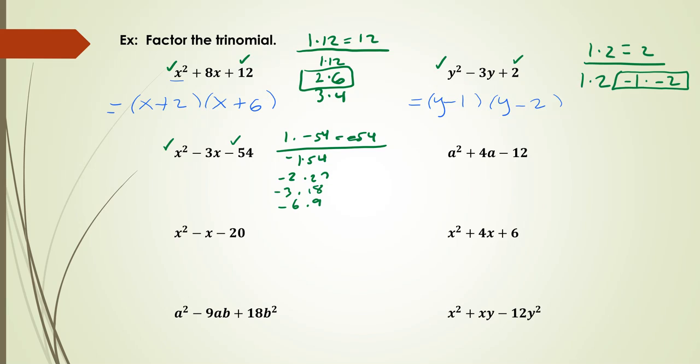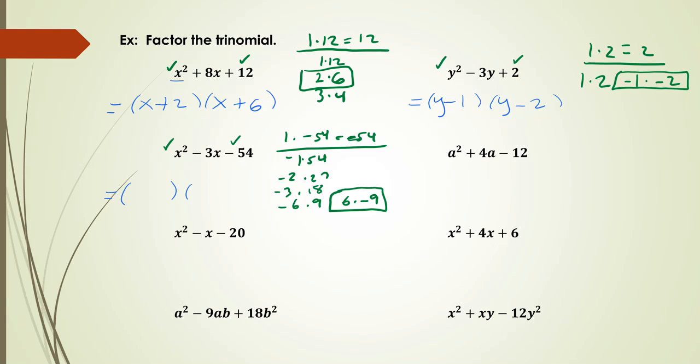-6 goes in 9 times. If I take -6 and 9 and add them, I get 3, but I'm looking for -3. So I'm going to try switching the signs and see if that works, and it does. 6 and -9. That adds to -3. So I'm ready to factor.